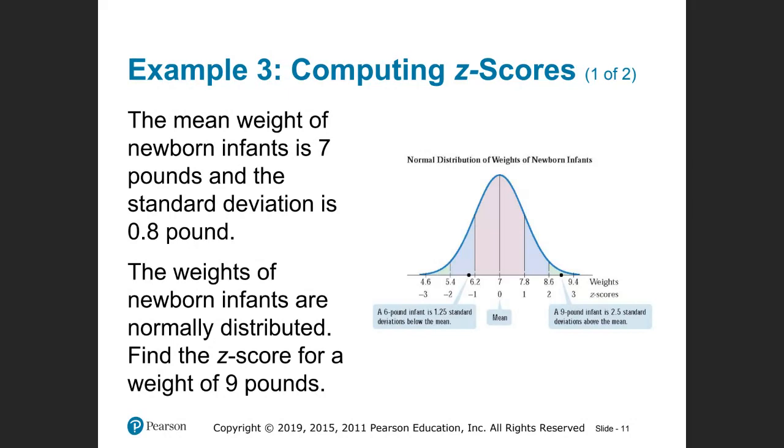Looking at Example 3, we want to compute z-scores. The mean weight of newborn infants is 7 pounds, and the standard deviation is 0.8 pound. The weights of newborn infants are normally distributed as shown to the right. Find the z-score for a weight of 9 pounds.